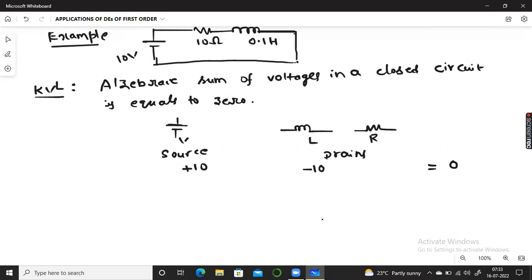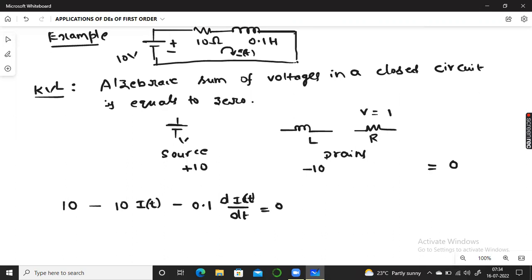Here the voltage source is giving some voltage, so plus 10, because it is the source. Minus, because definitely current will flow in a closed circuit. What is the voltage across the resistor? According to Ohm's law, V is equal to I R. So R means 10, into I of t. Why did I keep minus here? Because it is a drain. In an algebraic sum you have to differentiate plus and minus, otherwise your problem will be wrong. The inductor is also a drain, so I keep minus. What is the voltage across the inductor? From the equation we have written, L into di of t by dt. L is 0.1, so 0.1 di of t by dt, is equal to zero.